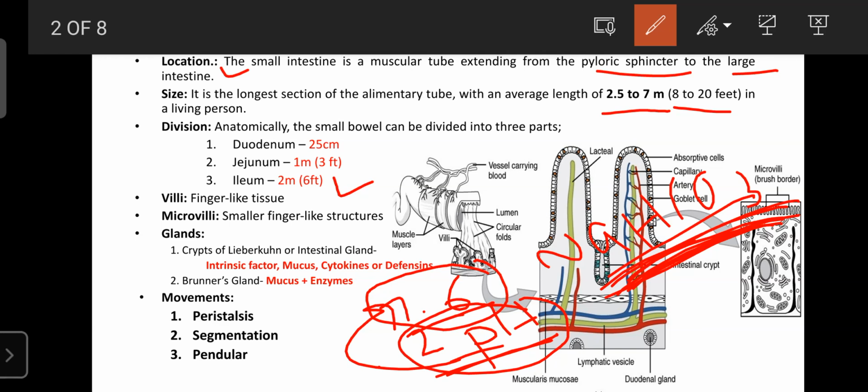Okay, and this environment, that is 7.6, it is nearly neutral. So that environment is helpful for the digestion of acidic food, basic food, as well as lipophilic food. So that's why any kind of food can be digested, because in the stomach it is acidic pH, so that's how only acidic food can be digested.